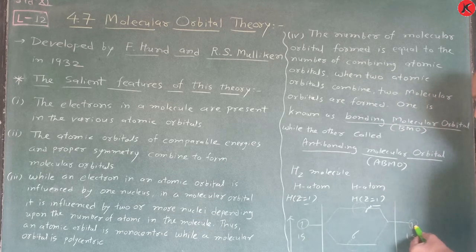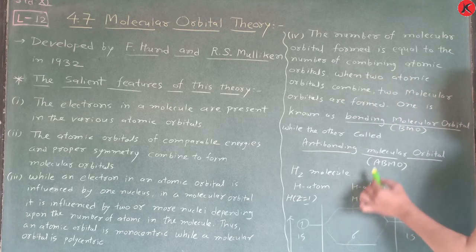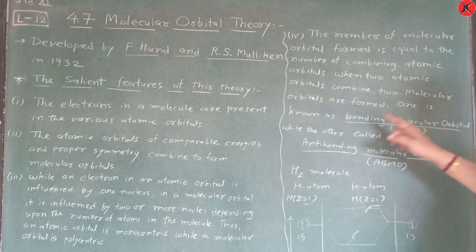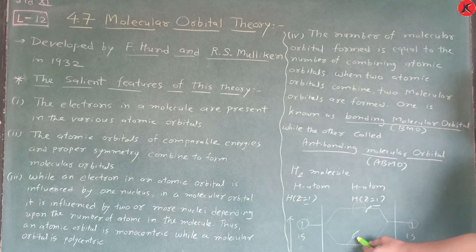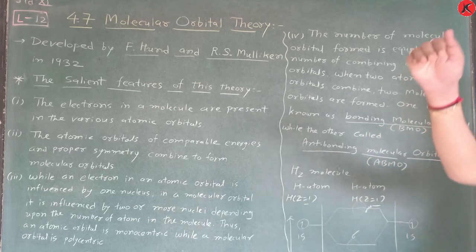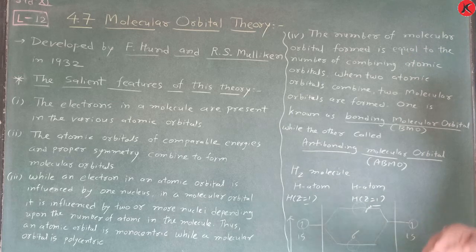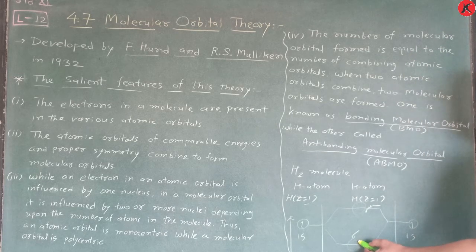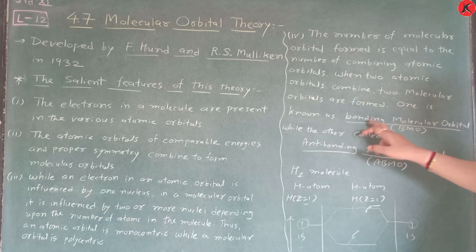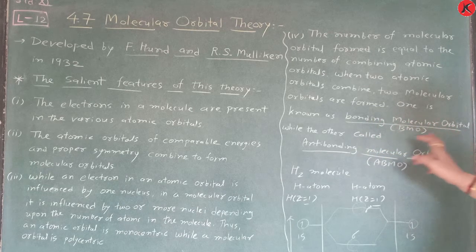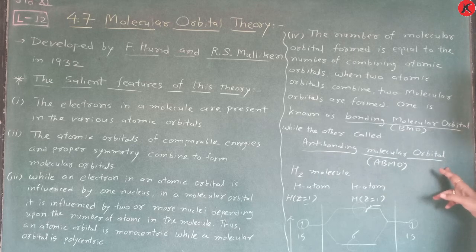These two atomic orbitals form two molecular orbitals. One is known as, remember this one is very easy, when attraction occurs, the energy becomes lower and stability is high, and that's why it is considered as the bonding molecular orbital. Remember this name, bonding molecular orbital, while the other is called the anti-bonding molecular orbital.